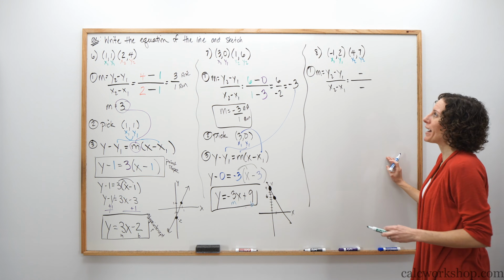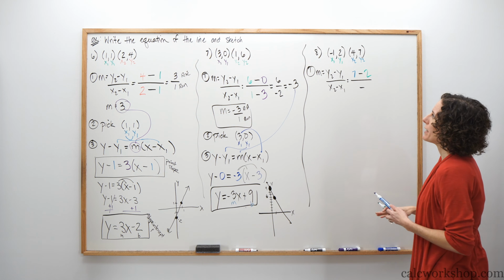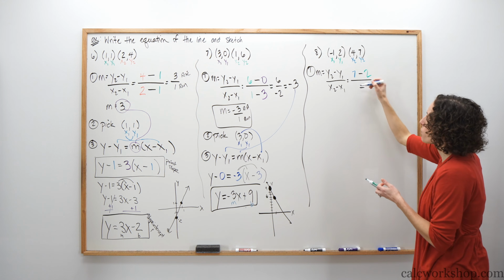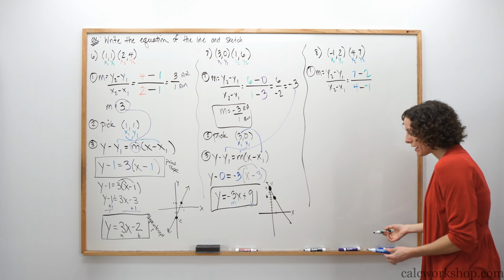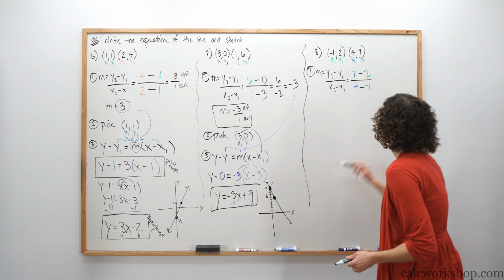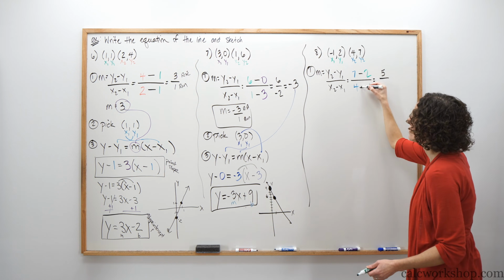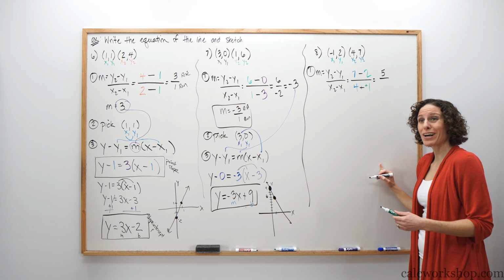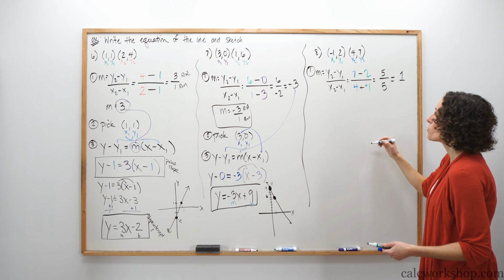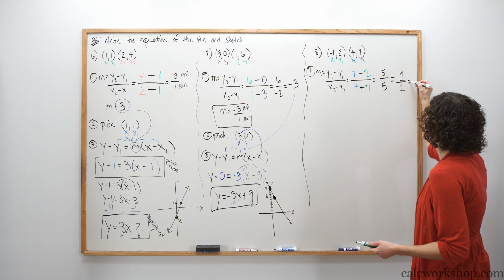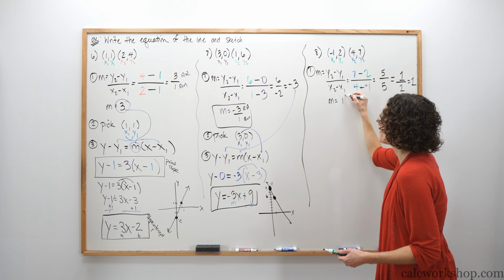So the first part says y2 minus y1. So y2 is 7, and y1 is 2. And then x2 minus x1, the x2 value is 4, and the x1 value is negative 1. Now, 7 minus 2, well, that's 5. On the bottom, two negatives make a positive. So 4 plus 1 is 5. And 5 over 5 is 1. No big deal. So m is 1.